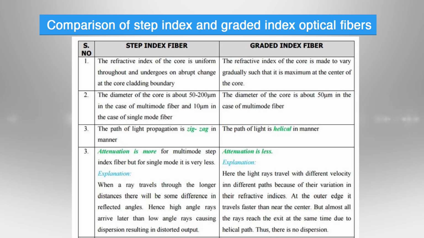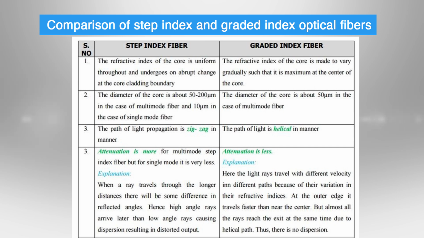leading to pulse broadening. Whereas in case of graded index optical fiber, lower modal dispersion due to gradual refractive index change, leading to less pulse broadening. If we compare the bandwidth of both the fibers, then step index optical fiber has lower bandwidth compared to the graded index fiber due to higher modal dispersion.